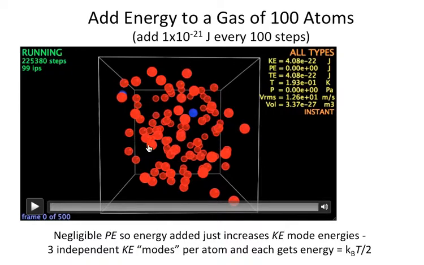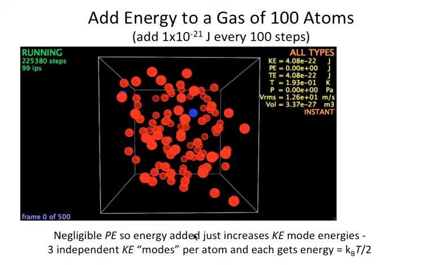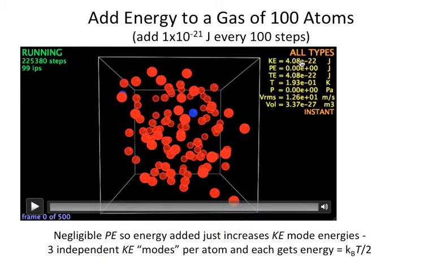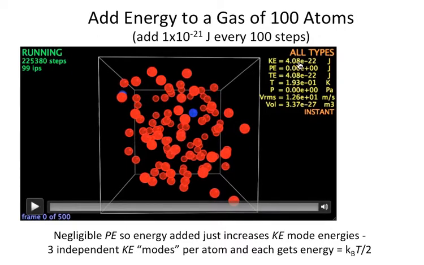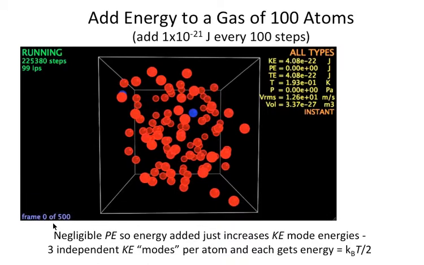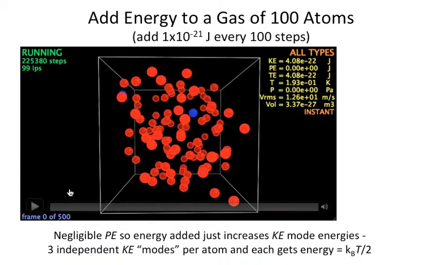Because this is a gas, the potential energy is negligible, so the total energy is equal to the kinetic energy. There's only kinetic energy here. So what I'm going to do is add energy to this gas in steps of 1 times 10 to the minus 21 joules. That's about twice as big as the kinetic energy is already, so this initial kinetic energy is very low. You can see that there's going to be 500 frames. I'm going to add 1 times 10 to the minus 21 joules of energy every 100 steps.